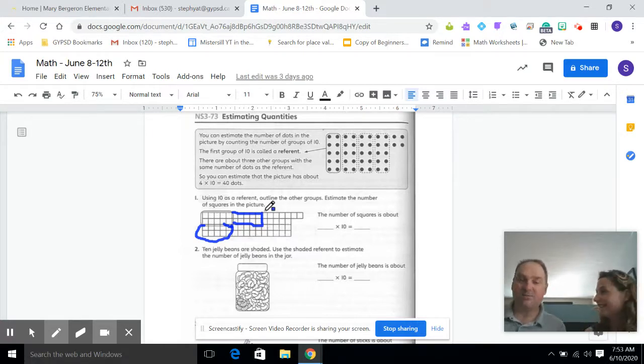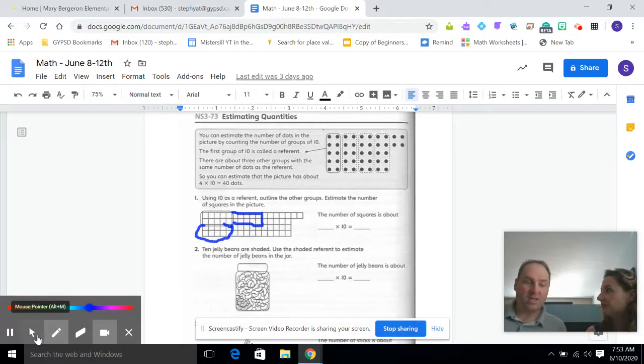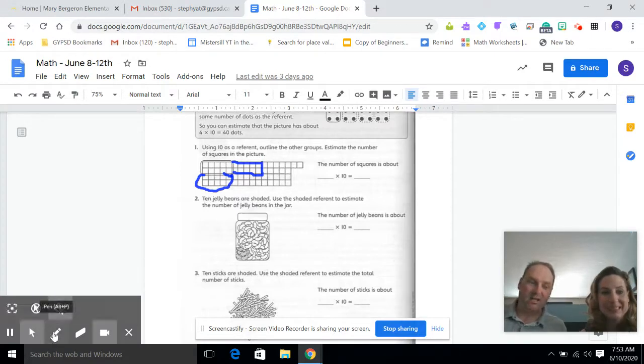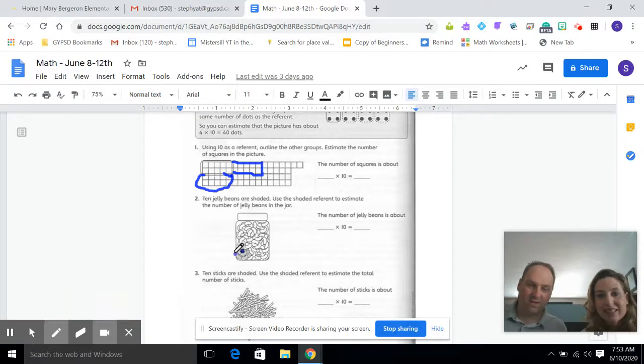Now, where referents really come in handy is when you're counting items that are harder to see. For example, here's a container full of jelly beans, and they have circled or colored in a small amount. They estimate that that is what 10 jelly beans look like. So what you need to do is find circles around the same size and count them up, and then multiply that by 10.